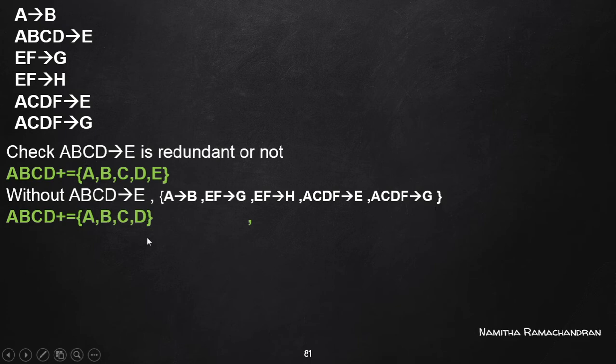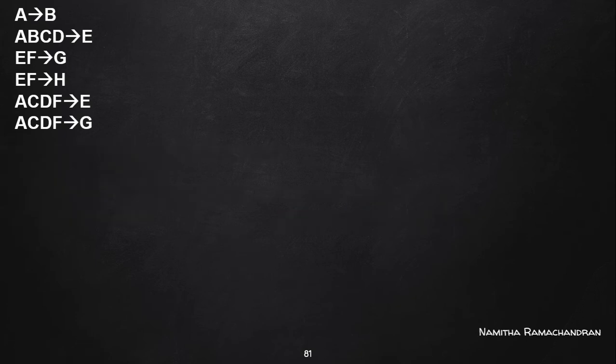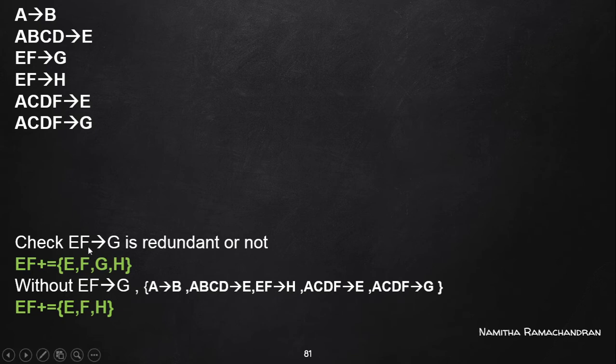These two closures are not equal. So from this it is clear that A, B, C, D implies E is irreducible. Okay, so check the next dependency, that is E, F implies G. So first find the closure of E, F.